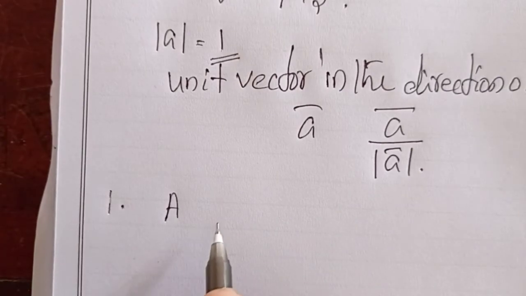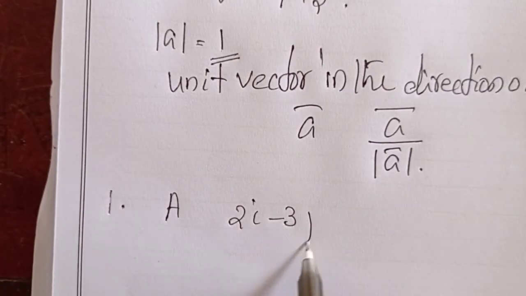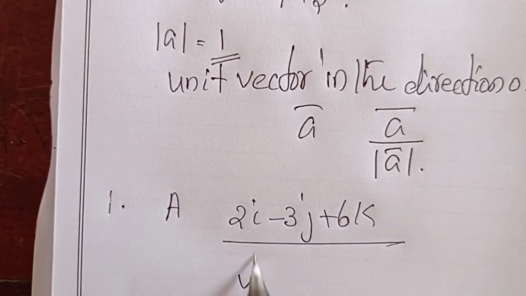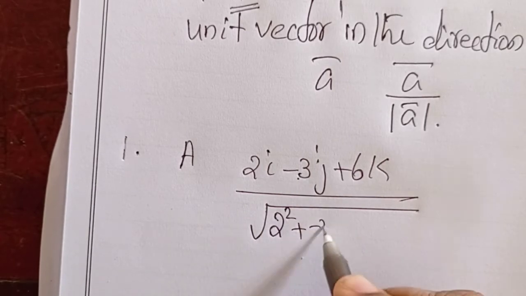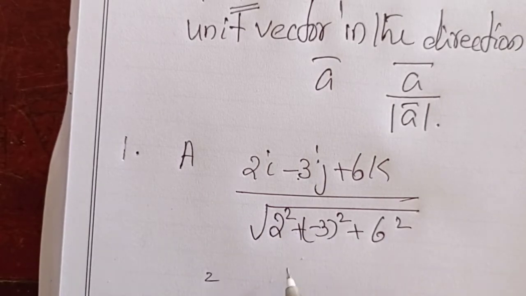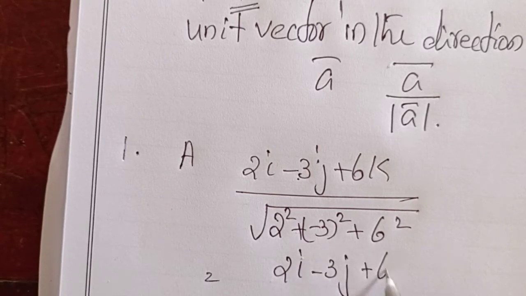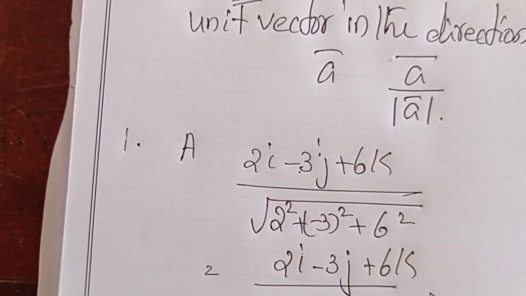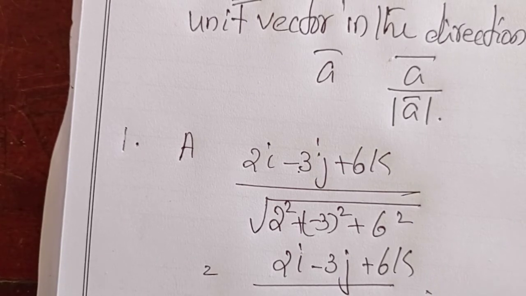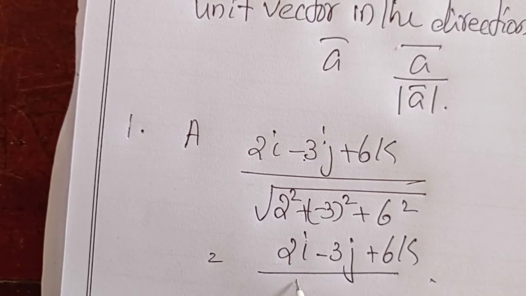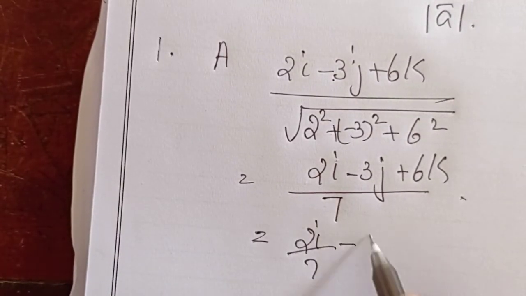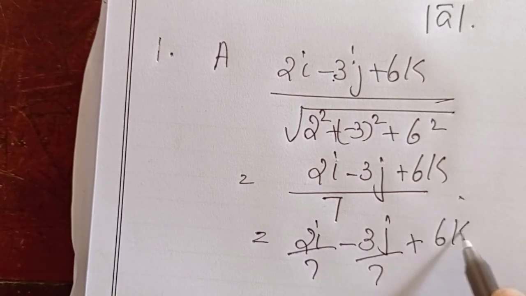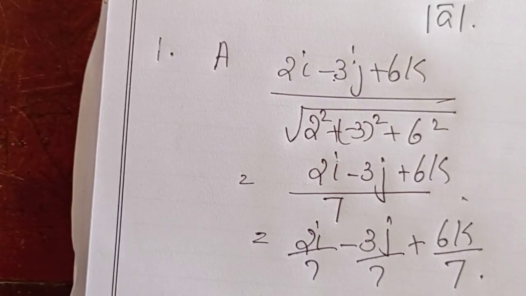Finish? Then I will do the problems. What is the formula? Unit vector is 2i minus 3j plus 6k by root of, what is the modulus of the vector? 2 square plus minus 3 the whole square plus 6 square. That is 2i minus 3j plus 6k by root of 4 plus 9 plus 36, that is root 49, therefore by 7. Therefore the final answer is 2i by 7 minus 3j by 7 plus 6k by 7. Finish?